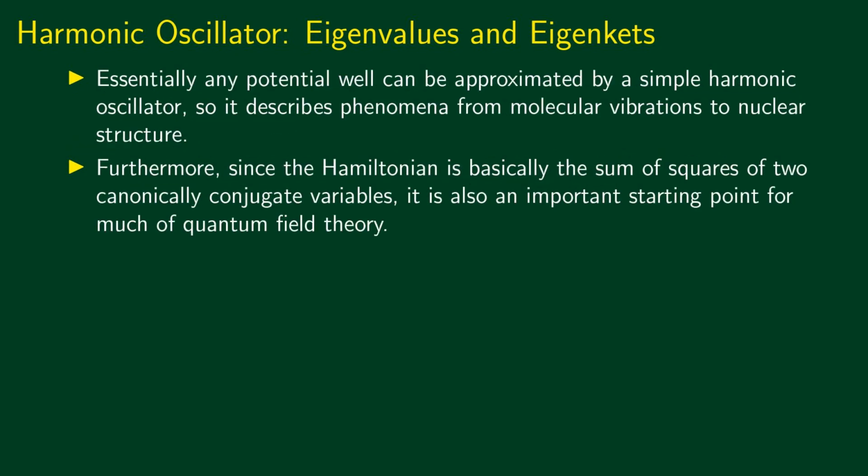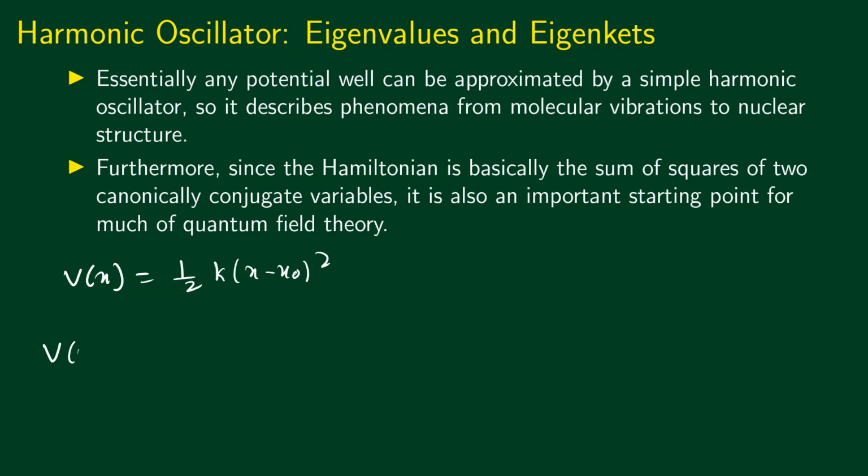mechanics. One of the things that makes the harmonic oscillator problem important is that any potential well can be approximated by a simple harmonic oscillator. We know that the simple harmonic oscillator potential has the form V(x) = ½k(x − x0)², where x0 is the minimum of the potential, or the equilibrium position.